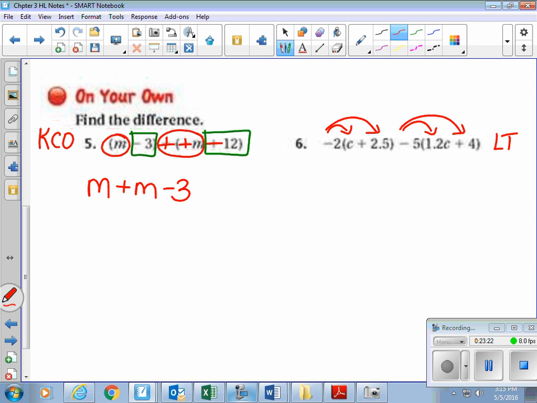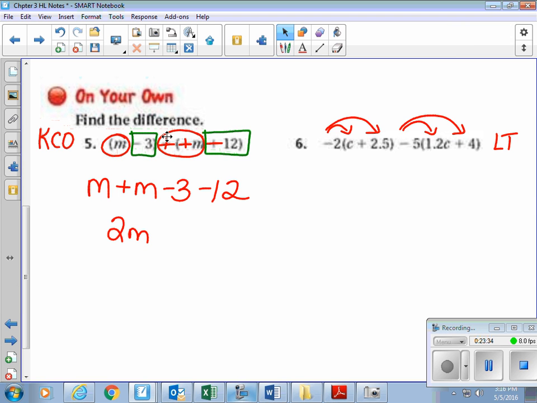Minus 3 minus 12. M plus m, 1 plus 1, or 2m. And negative 3 minus 12. If I want to do keep change opposite there, negative 3 plus negative 12. Now I'm adding and the signs are the same. That would give me a negative 15. Final answer, 2m minus 15.